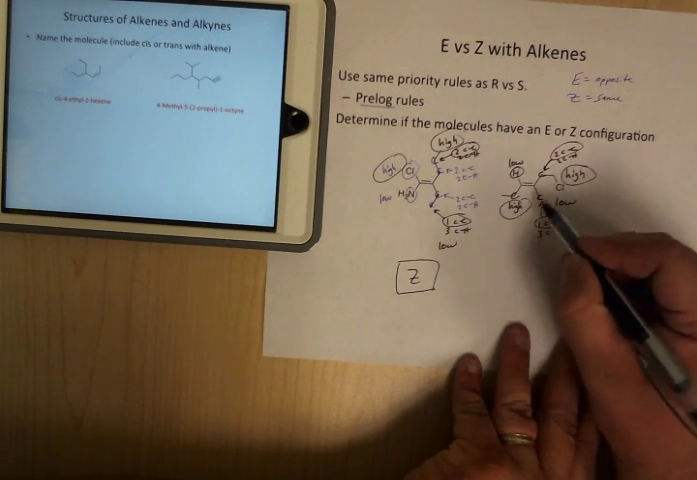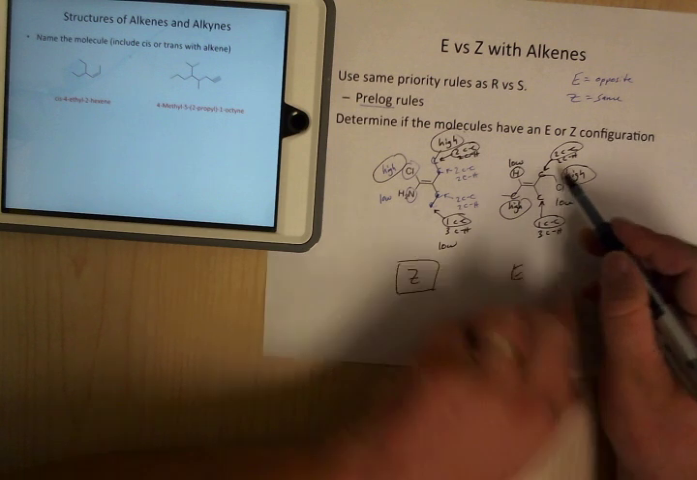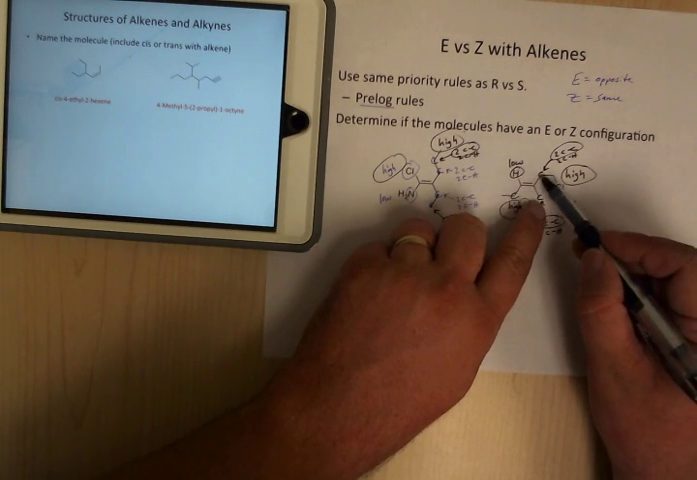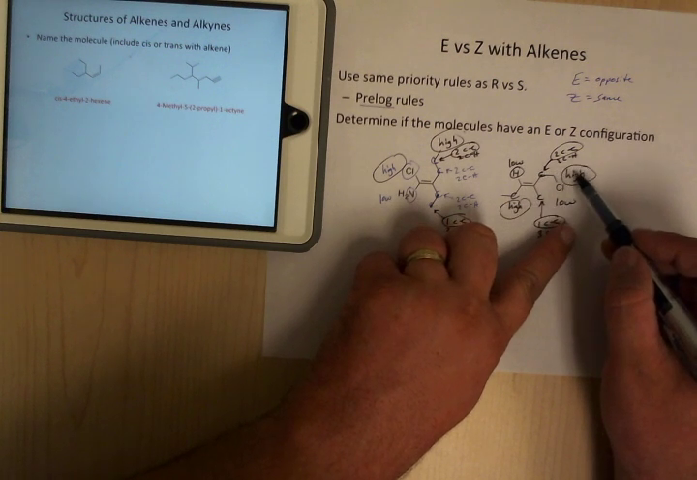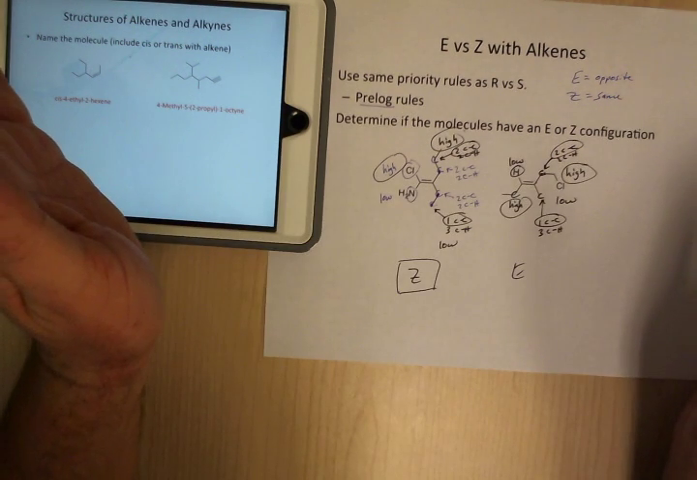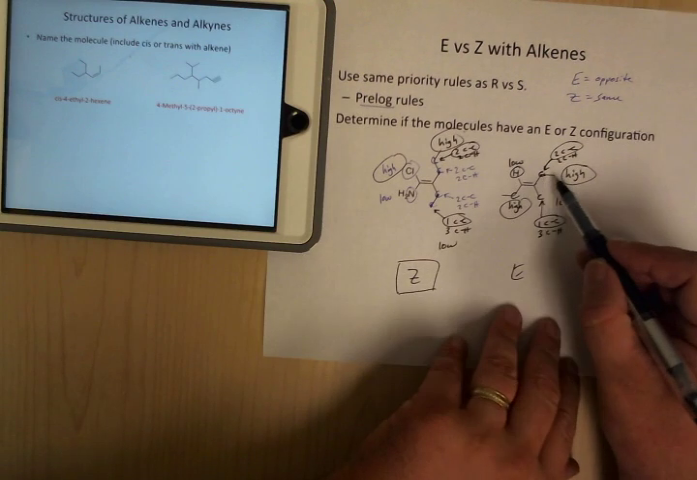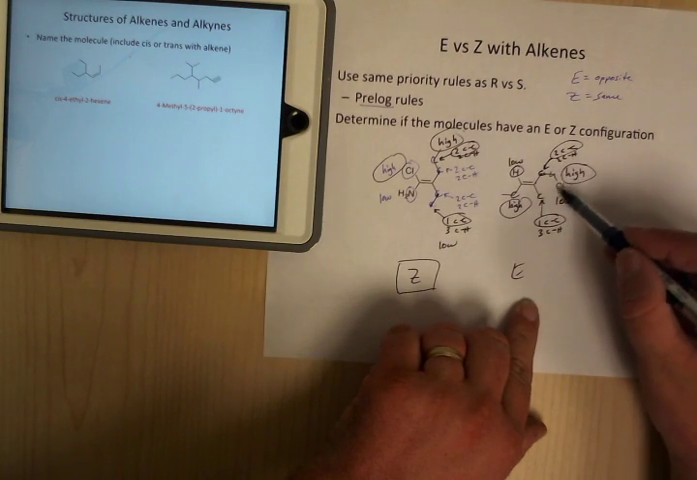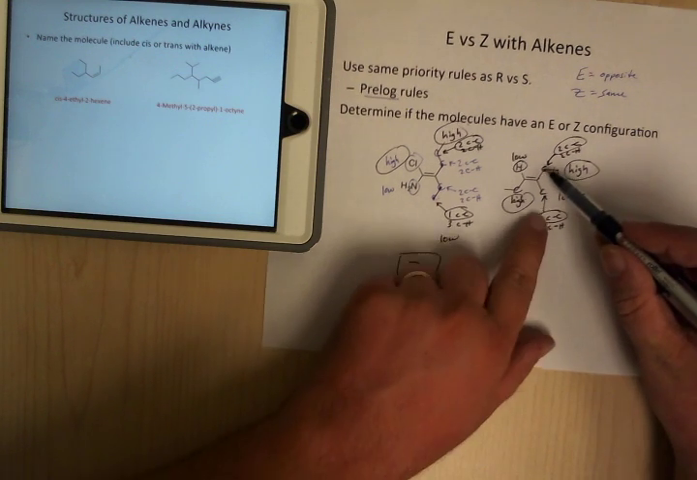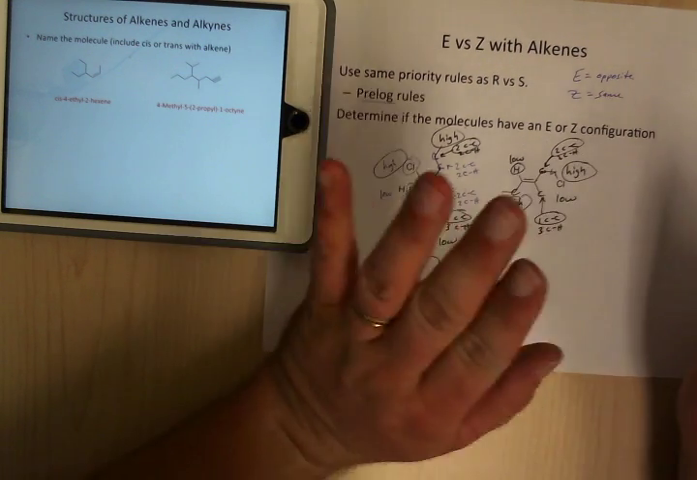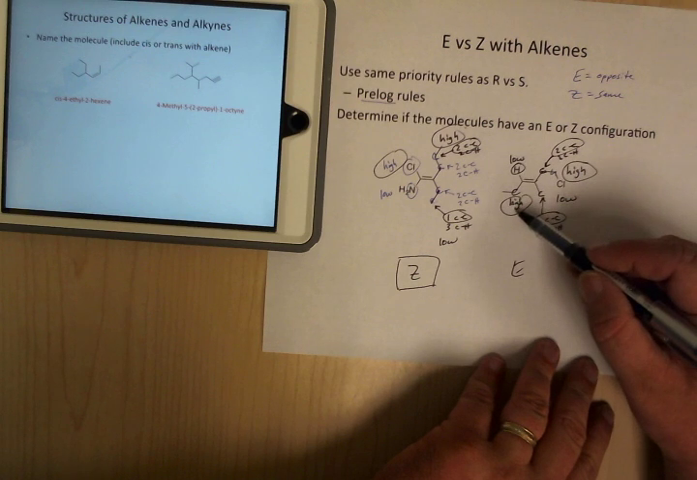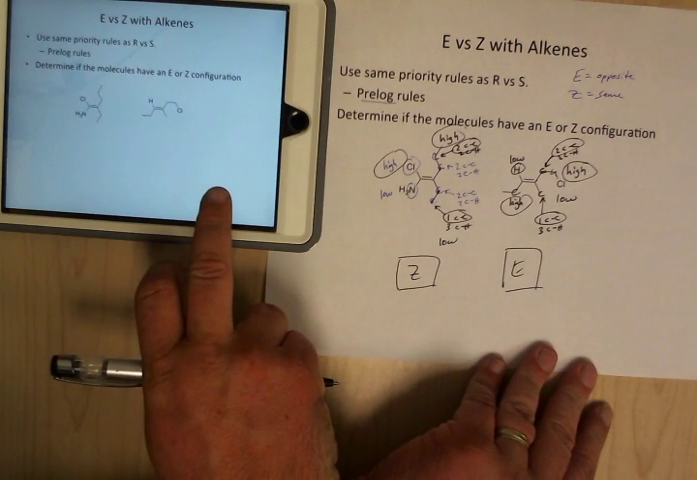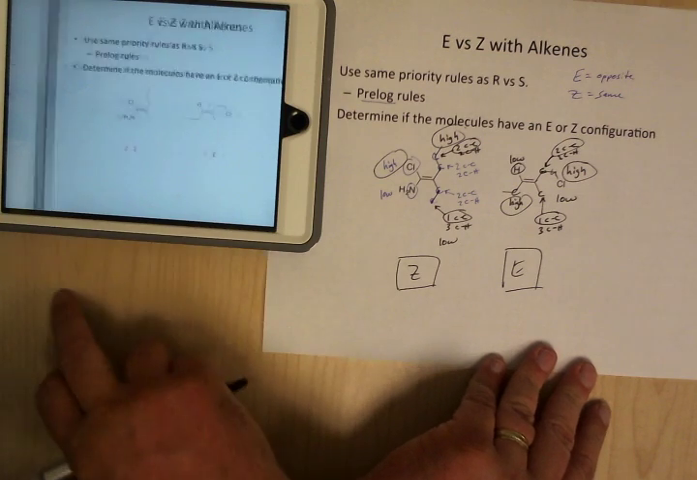So high, high on opposite sides. So this is E. Notice that we didn't even have to worry about this chlorine over here. We just start working our way out, one atom at a time, so as soon as we see a difference, we can stop. So we had high, high. It had nothing to do with any of these guys out here. There was a difference at that first carbon, and so we stopped. So high at the top, high at the bottom, so this becomes E. Oops, sorry, forgot to move that. So there we go.